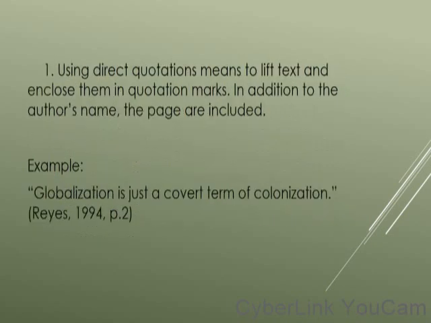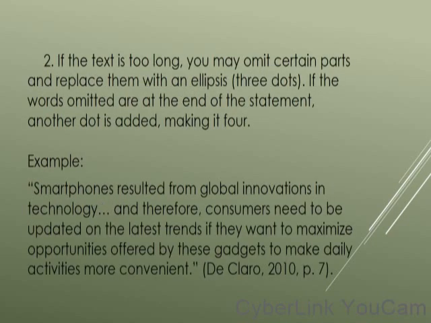Number 1. Using direct quotation means to lift text and enclose it in quotation marks. In addition to the author's name, the page is included, like this: "Globalization is just a covert term of colonization," close quotation, open parenthesis, Reyes, 1994, page 2, close parenthesis. That is the first one.